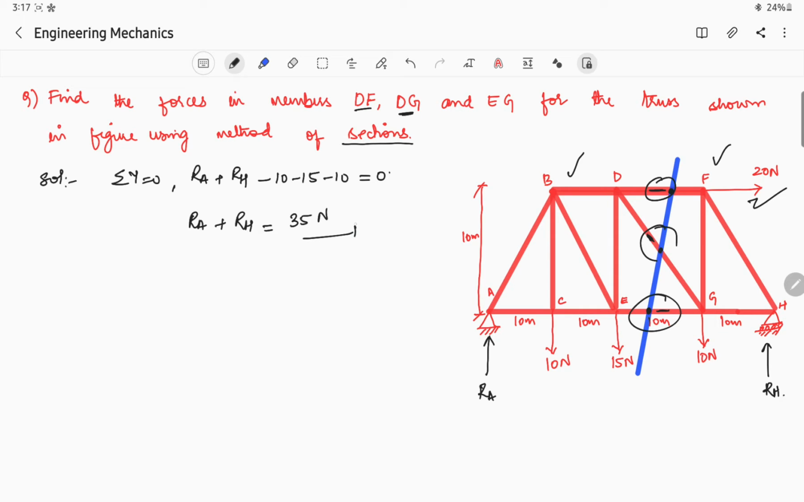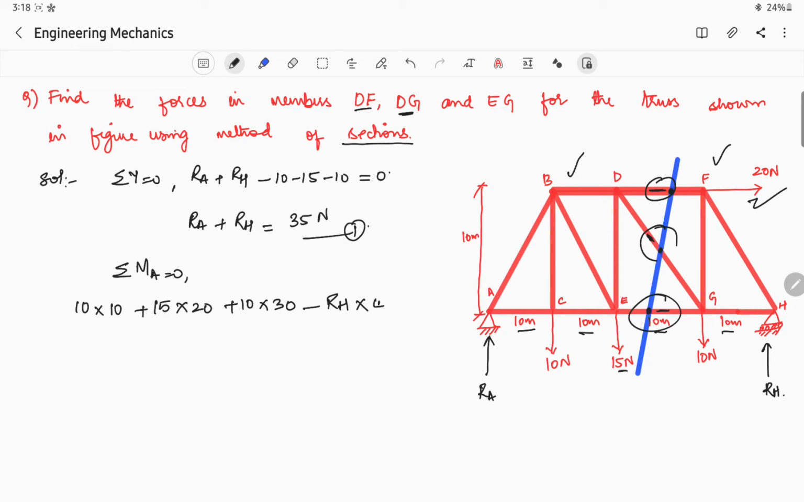35 newtons. Call this equation number 1. Now the moment of all forces about point A is equal to 0. Calculating it, we get 10 into 10 plus 15 into 20, force into perpendicular distance, then plus 10 into 30 minus RH into 10.